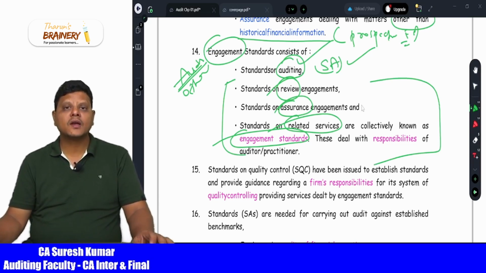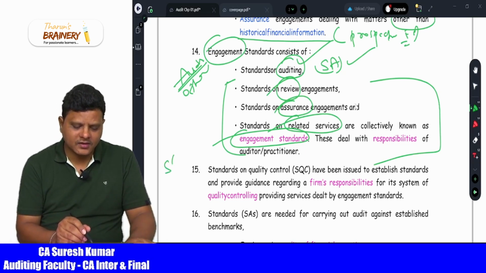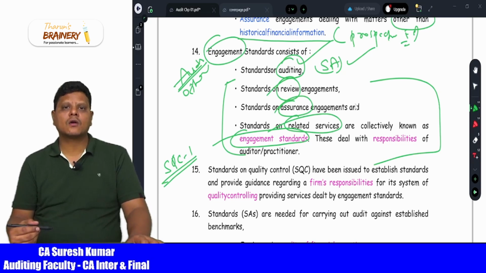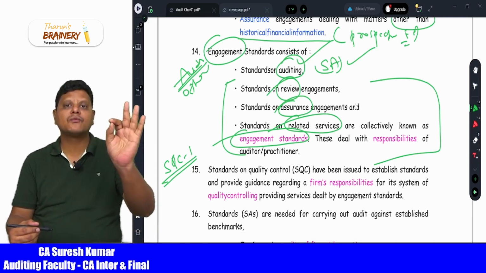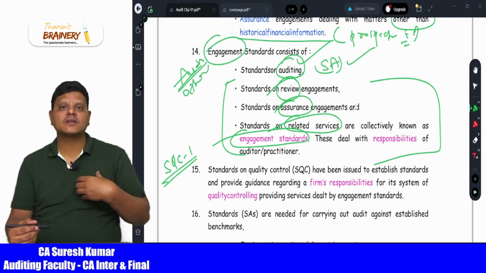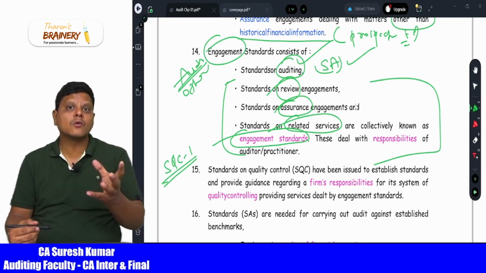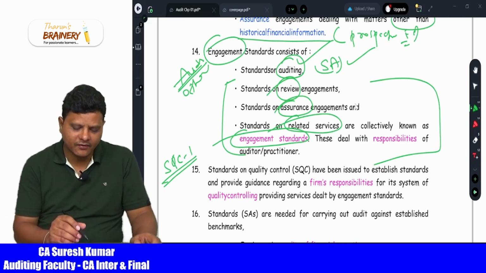Then a very important point now comes to point number 15. Standards on quality control. There is one standard, SQC1. So standards on quality control are applicable always to CA firms, not to the individual auditor. Please understand, my dear friends, SQC1 talks about the CA firm qualities. In India, there may be different types of firms.